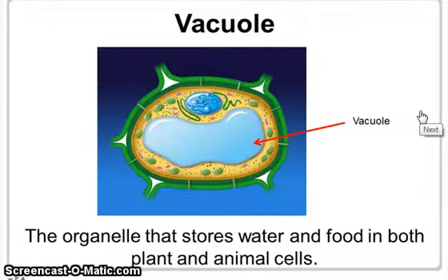Next we've got the vacuole. It stores water and food and nutrients and waste until it is released or used from the cell. And it's just that big old blue thing right there.